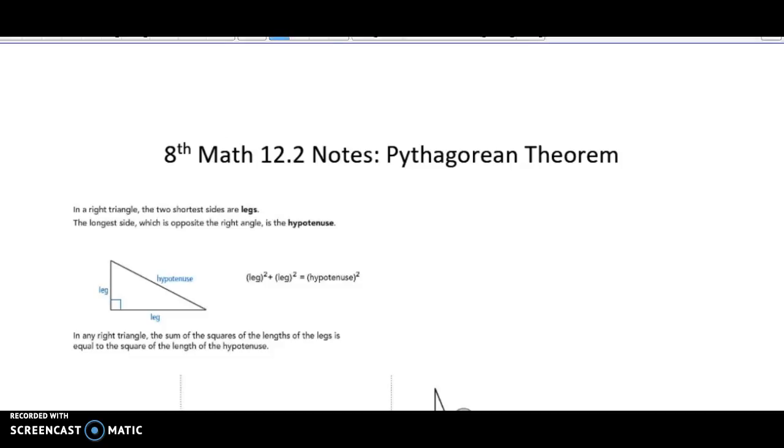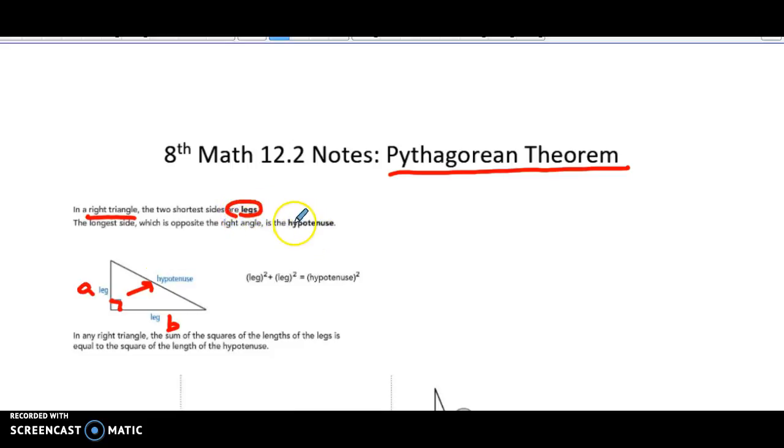So the first one is that this Pythagorean theorem only applies if we have a right triangle. A right triangle meaning we have the right angle. Okay? And in our right triangle, the two shortest sides are called legs. Typically, we're going to call the very shortest leg A and the longer leg B. The longest side, which is opposite of the right angle, that makes it really easy to identify because it's always across from the right angle, is called the hypotenuse.